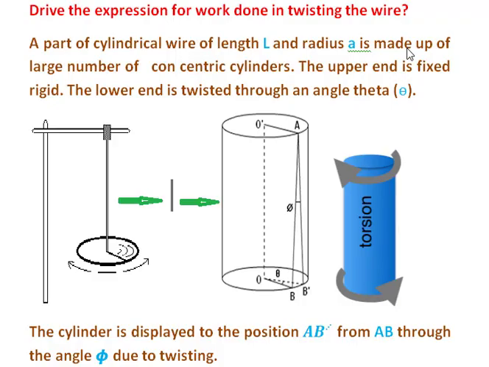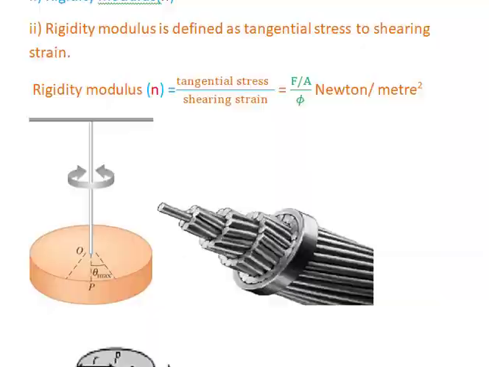Dear students, today's class is about the rigidity modulus. It is another property of the material. Already we have discussed the Young's modulus and bulk modulus. The Young's modulus is the property which relates the stress and the strain, longitudinal stress and longitudinal strain. Another property is called rigidity modulus.